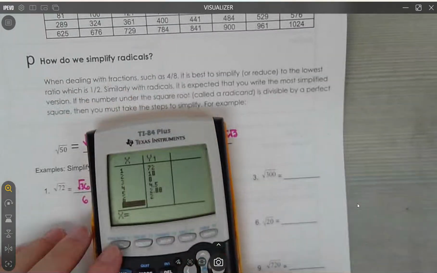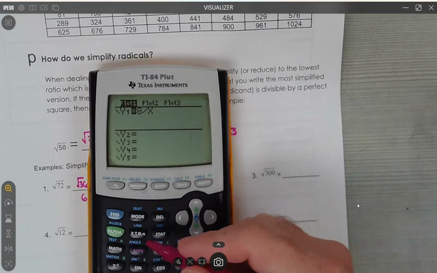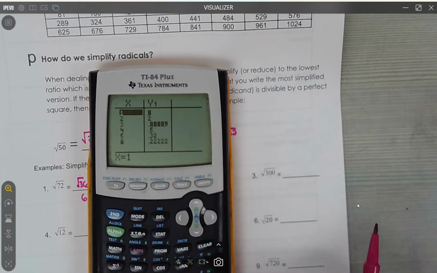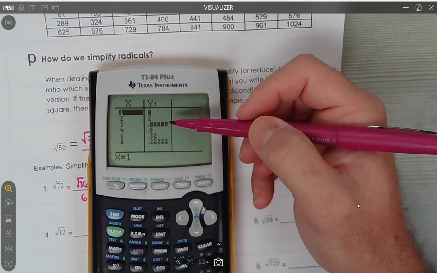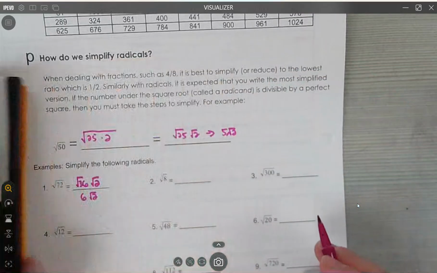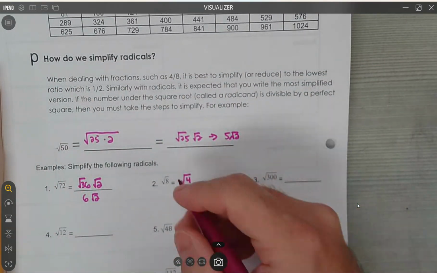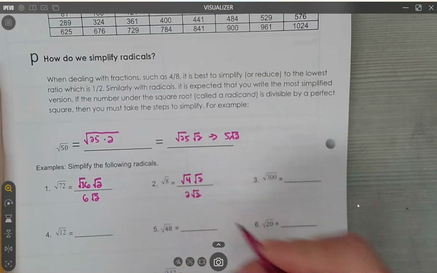All right, so let's look at 8. I can clear this. I'm going to take 8 divided by x squared, and now I'm going to go to my table. Well, 1 goes into it. Looks like 2 goes into it. 2 squared goes into it twice. So it looks like that's the largest one. So I can rewrite this as the square root of 4 times the square root of 2, so I end up with 2 square root of 2.